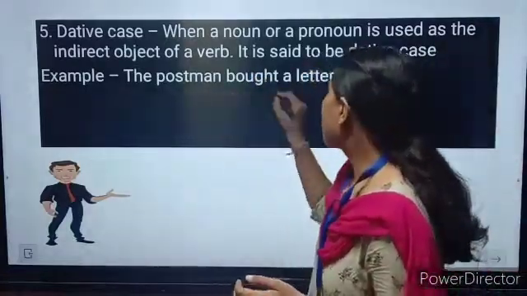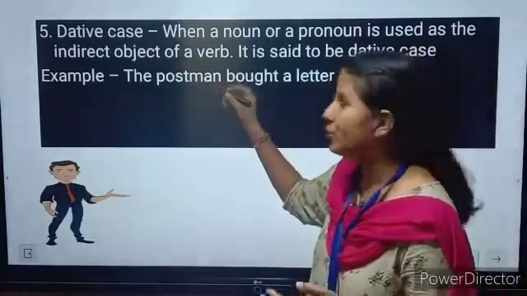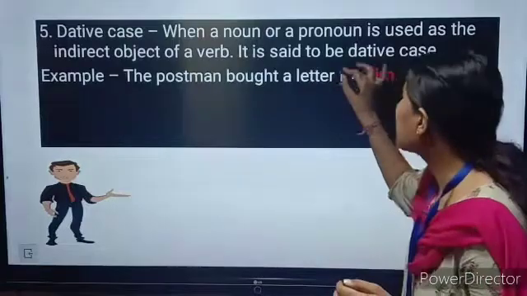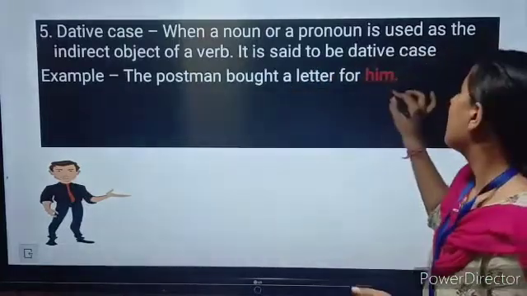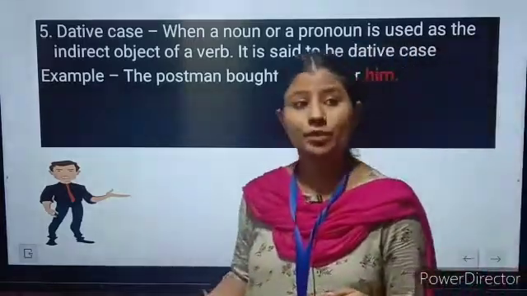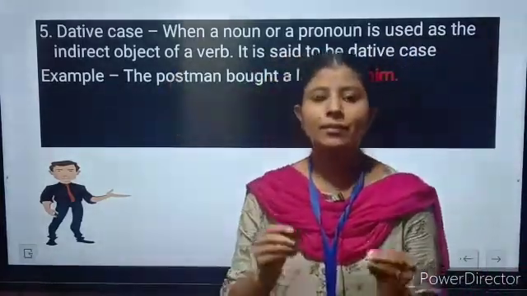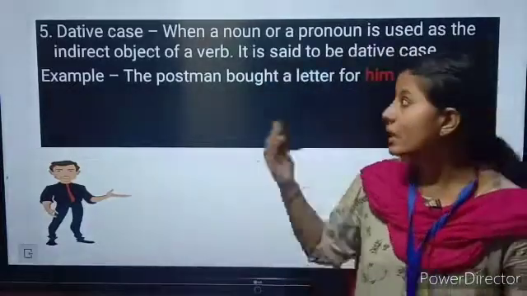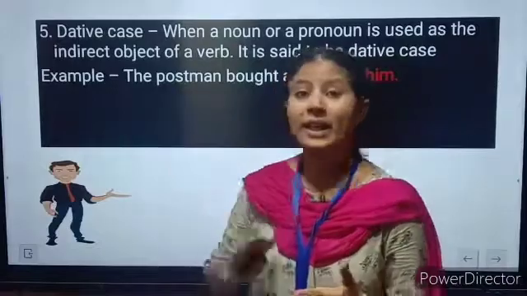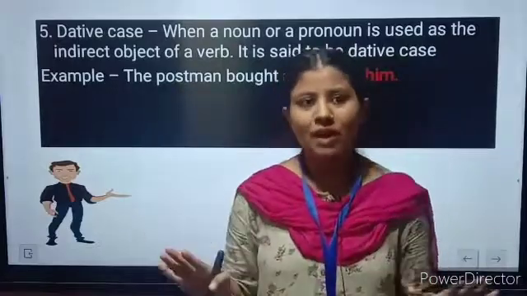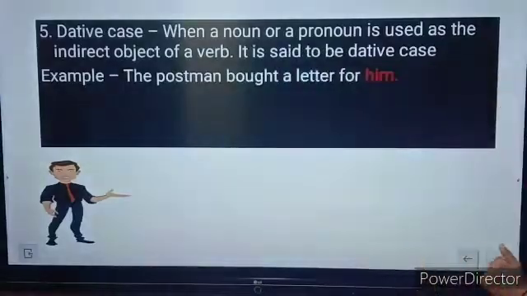The postman brought a letter for him. So the postman is the subject here and this is the direct object. And what is the indirect object? Him is the indirect object. So it means we can say that if any object is used indirectly, then that case will be called dative case. So we have learnt all the 5 cases. I hope all the 5 cases are clear to you.